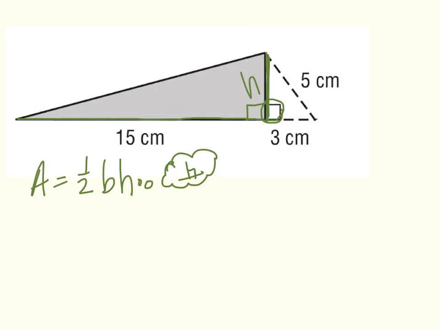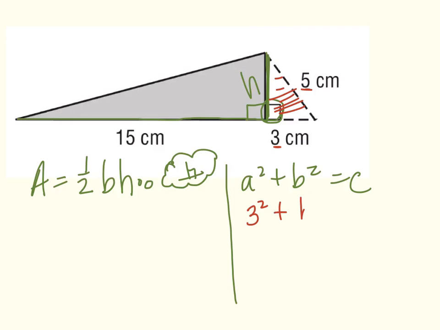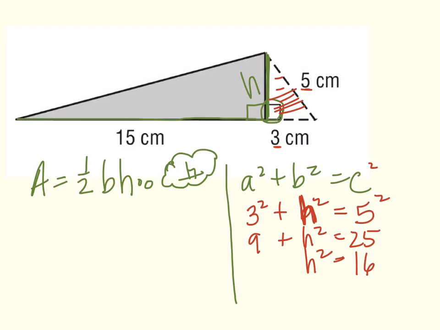But before I go any further, I'm going to use a squared plus b squared equals c squared because if you look at this triangle right here, I've got a leg and a hypotenuse. I have 3 squared plus, we don't know squared, which is our height. Let's make that height. Squared equals the hypotenuse squared, which is 5. Then I have 9 plus h squared equals 25. H squared equals 16. And so h is what? 4. So now I know my height is 4.